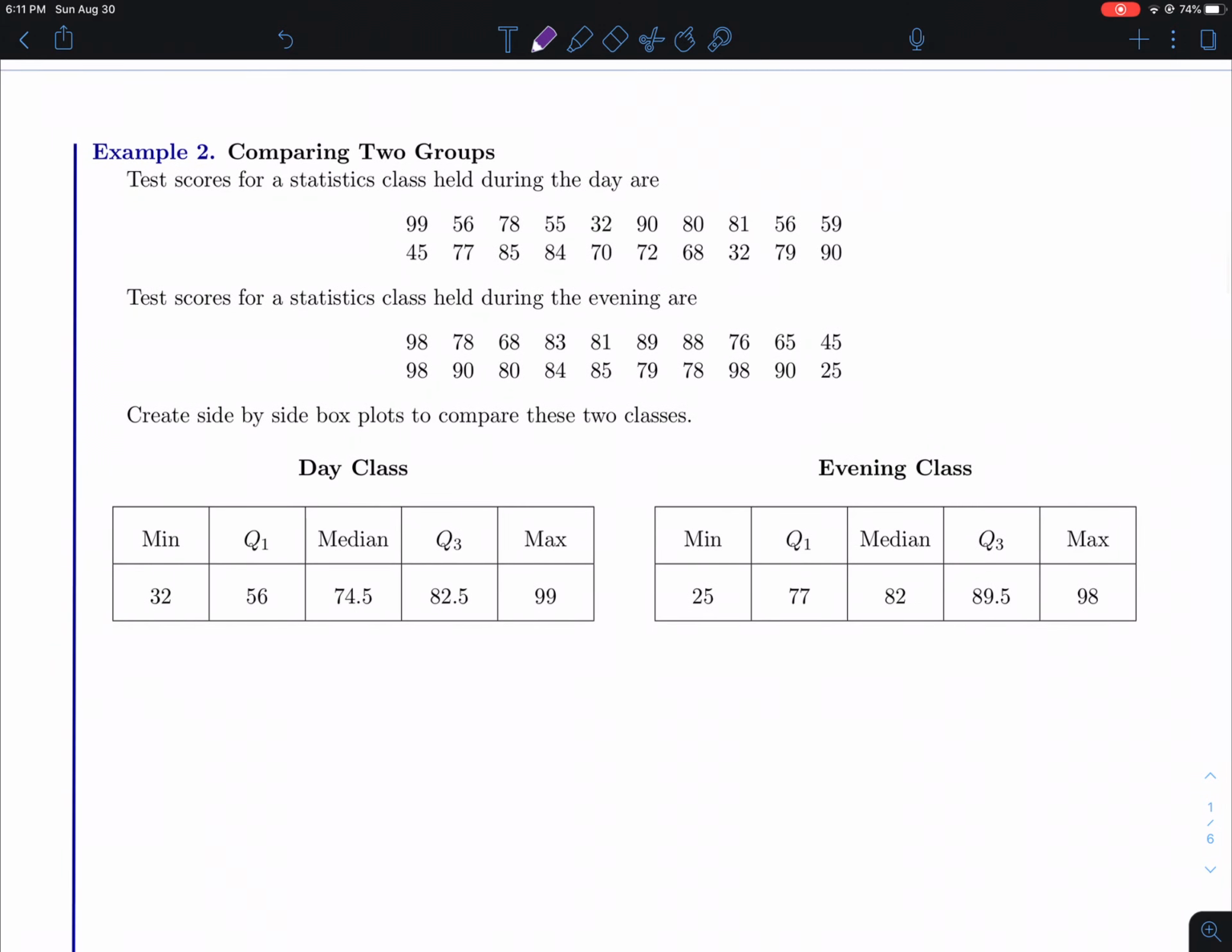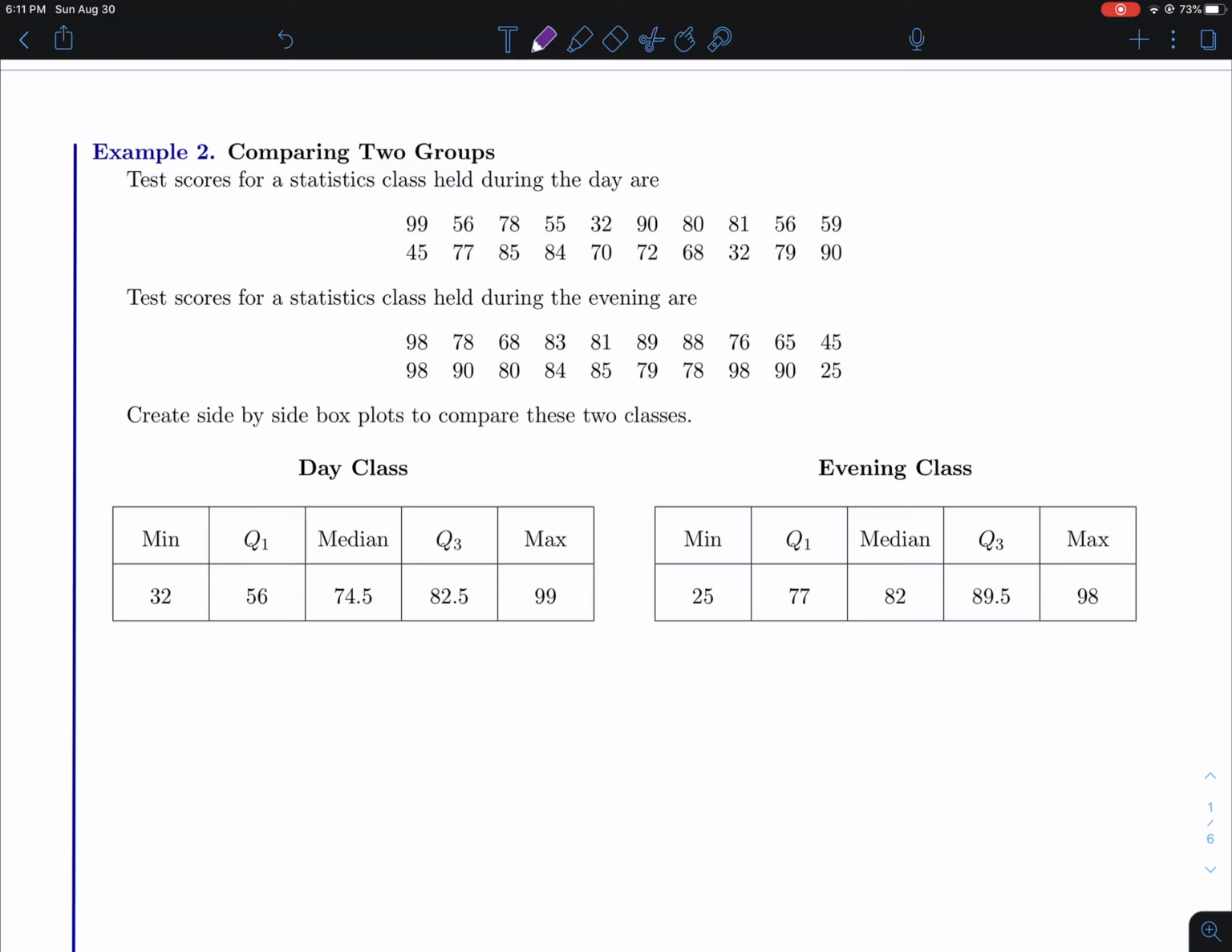So this one, what we're going to do is actually use two different sets of data to compare what they look like by using our box plot in this case. So at the top, we had test scores for a statistics class that was held during the day. And then at the bottom, we have test scores for a statistics class that was held during the evening. And so you can see we've already done the work. So we've already got our 5-number summary. So again, if we didn't have that and all we had was the data, the first thing we'd have to do is find our 5-number summary and then use that 5-number summary to plot our box plot.